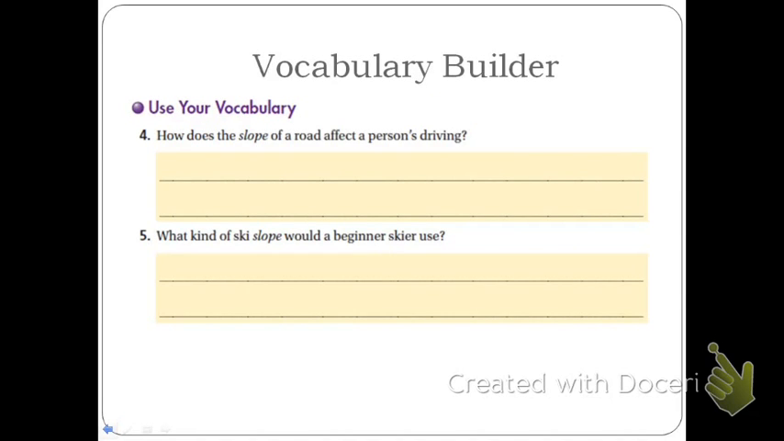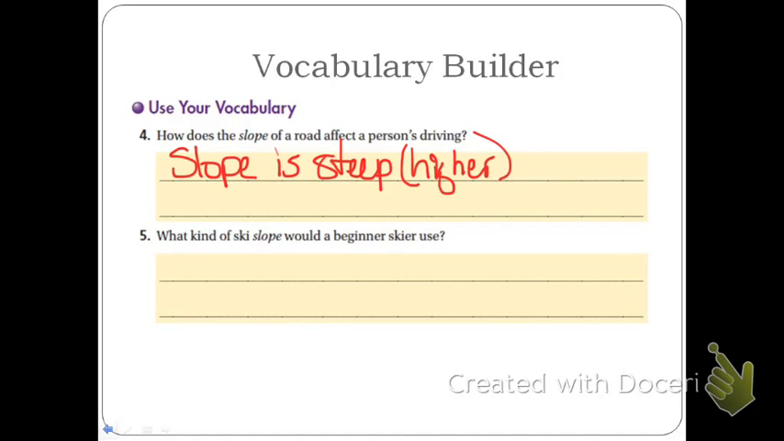So let's think about slope for a minute. How does the slope of a road affect a person's driving? Well, think of if you had a very steep slope. If the slope was high, or steep, a larger number, let's say, then if you were going downhill, you would go very fast. If you were trying to go uphill, you would go probably pretty slow.